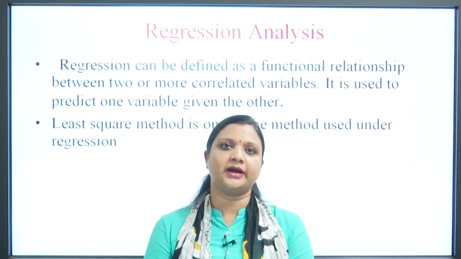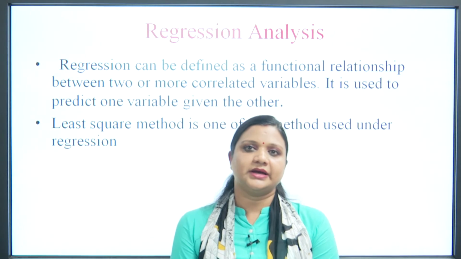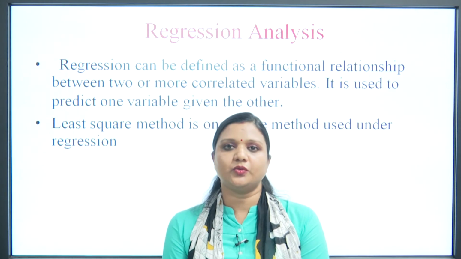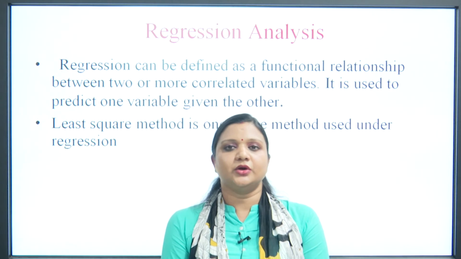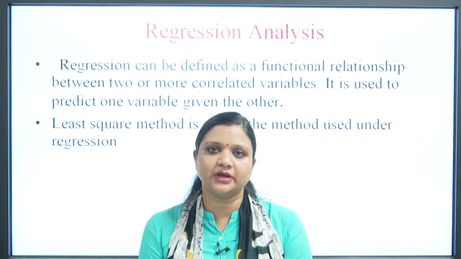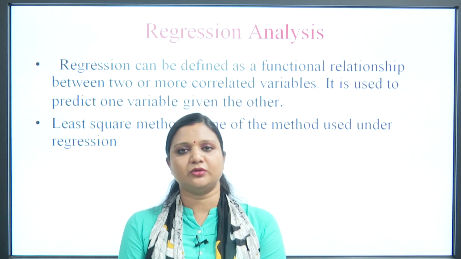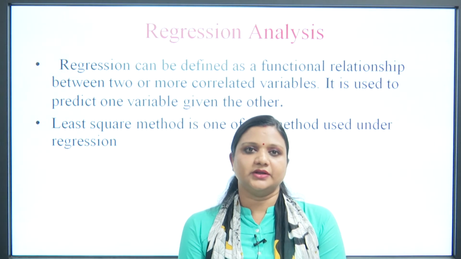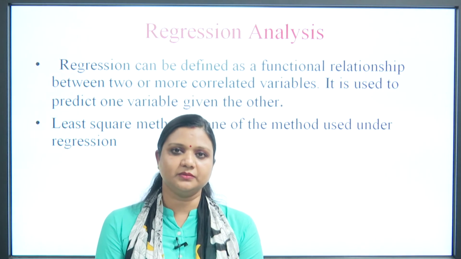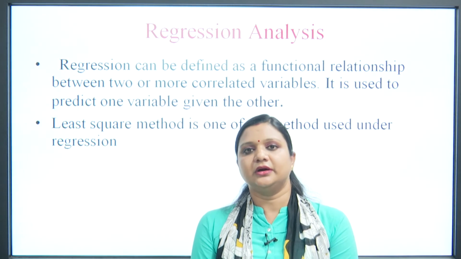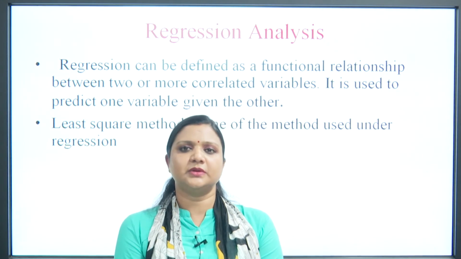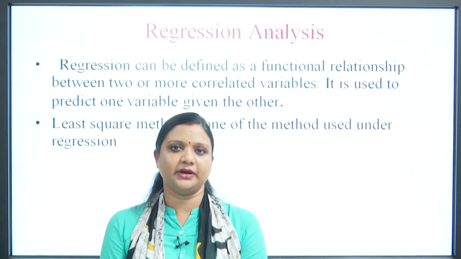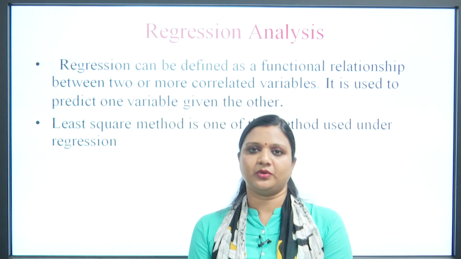So, regression is basically a statistical tool that can check the impact of one variable on another variable. As mentioned in the slide, regression can be defined as a functional relationship between two or more correlated variables. So, if you are going to apply the concept or formulas of regression, firstly we have to check the correlation among the variables. And it is used to predict one variable given the other, meaning there must be at least 2 variables so that the impact can be checked. A variable can be dependent or independent. The impact of an independent variable on a dependent variable can be checked, like sales and profit.